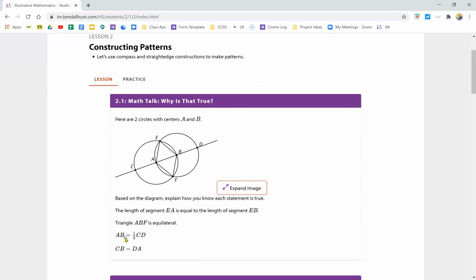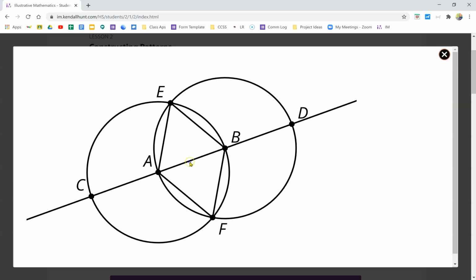The third statement says AB is 1/3 of CD. AB, this segment here, is 1/3 of CD, this whole thing. Again, it has to do with the radius of the circles, this segment AC, this segment AB, and this segment BD, all being the same, so the middle segment is 1/3 of the whole thing.